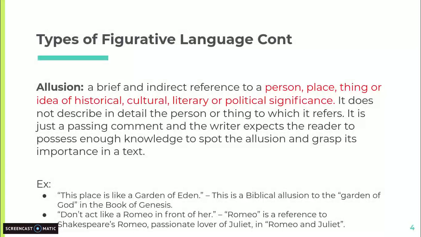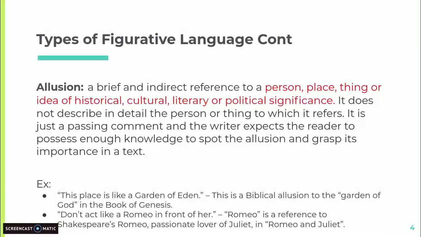It is just a passing comment, and the writer expects us to understand enough to make the connections necessary to understand why that allusion is important and how it develops the ideas within the piece. We've got to understand enough to put the pieces together ourselves and make those necessary inferences. So what are some examples of this?